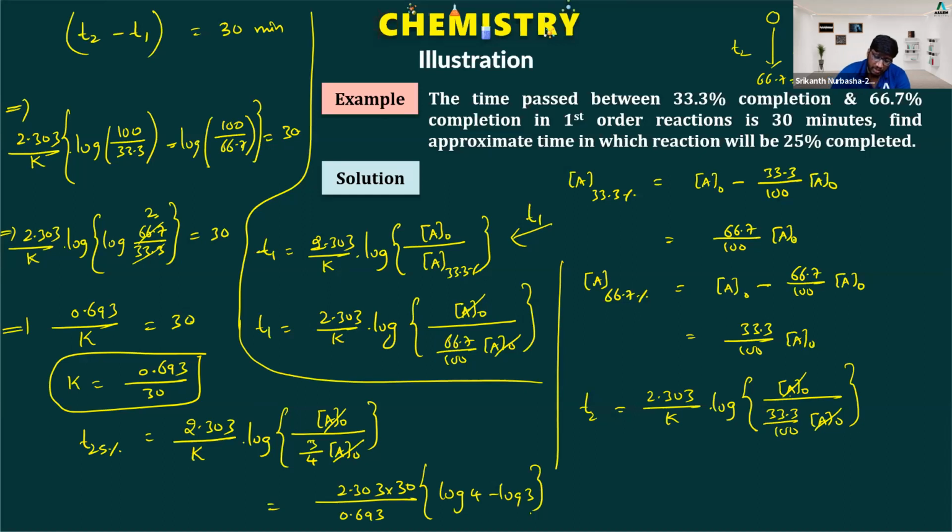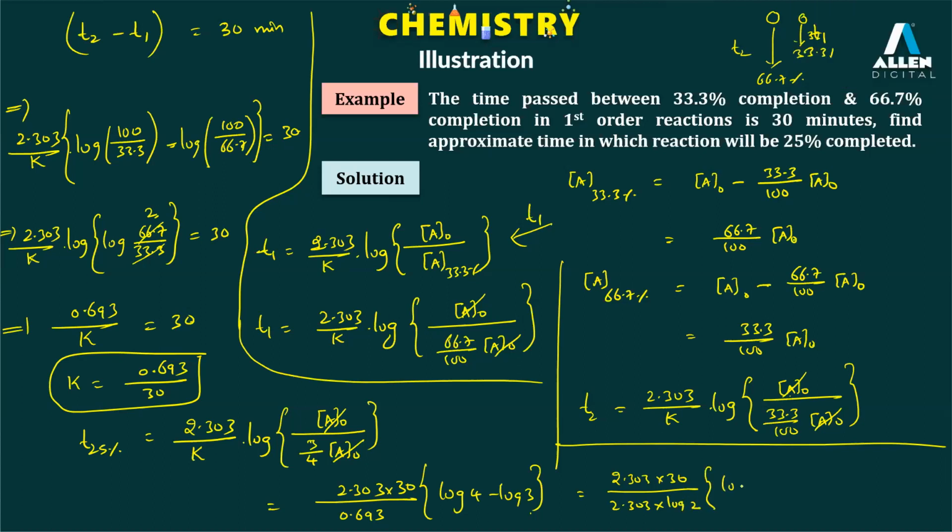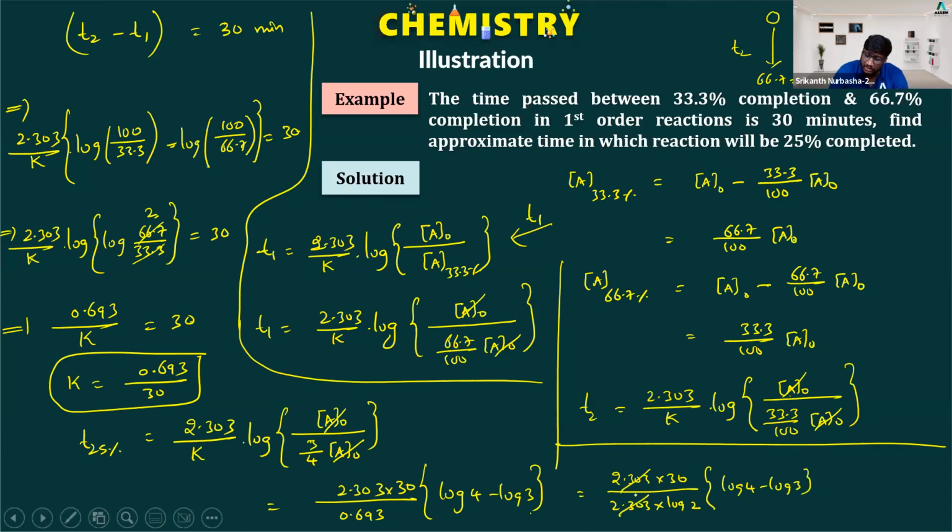For simple calculations, you can write 0.693 as how much? For simple calculations, you can also write 2.303 into 30. 0.693 is nothing but 2.303 into log 2, right? Do log 4 minus log 3. So 2.303 gets cancelled out. You have 30 by log 2, 30 by 0.3010 into log 4 minus log 3. Do this, that is your answer. Calculation, it's your part, you have to do it.